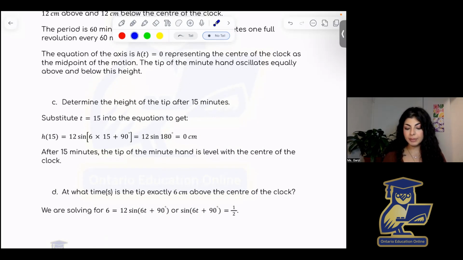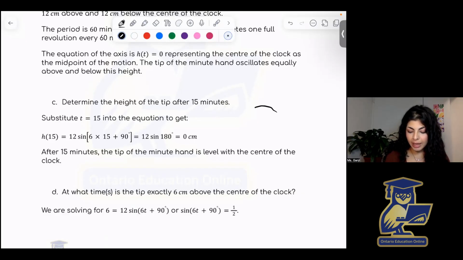And that actually makes sense, because if we are starting at 12 o'clock, which means that our minute hand is at 12, then after 15 minutes, our minute hand is now here, which means it is in line with the center of the clock. And so the height is 0.